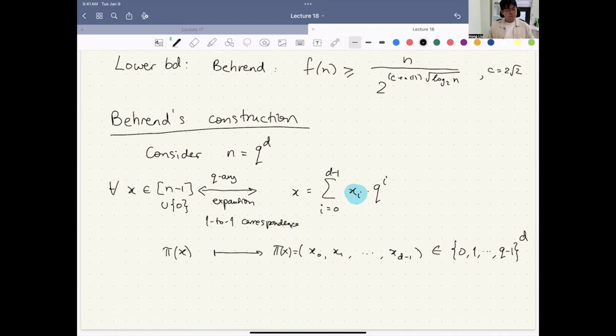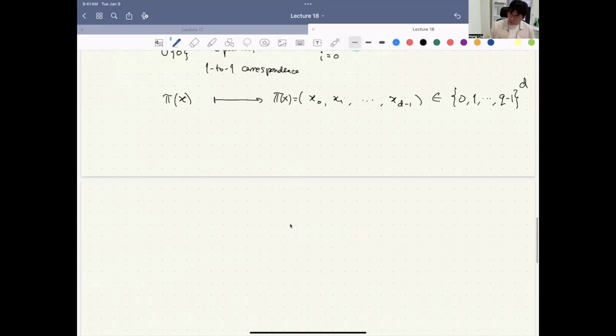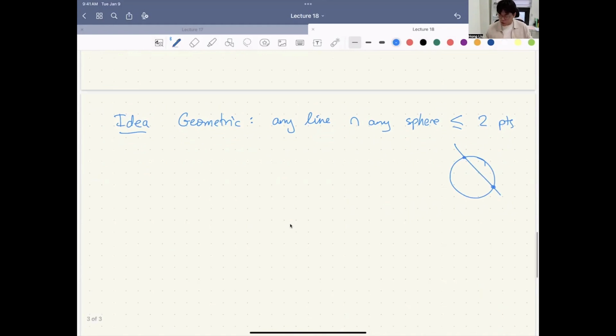Equals to this, all right? Okay, so what's Behrend's idea? The idea is a geometric idea, a very simple idea: every line can intersect any sphere at most 2 points. Any line intersects any sphere at most 2 points. Okay, very simple idea. I just draw the two-dimensional one, but it works for all dimensions.